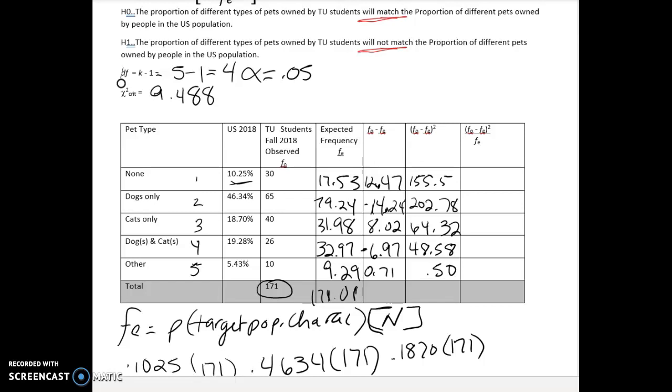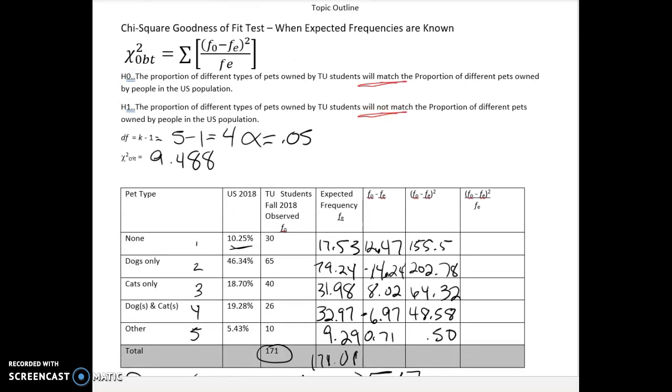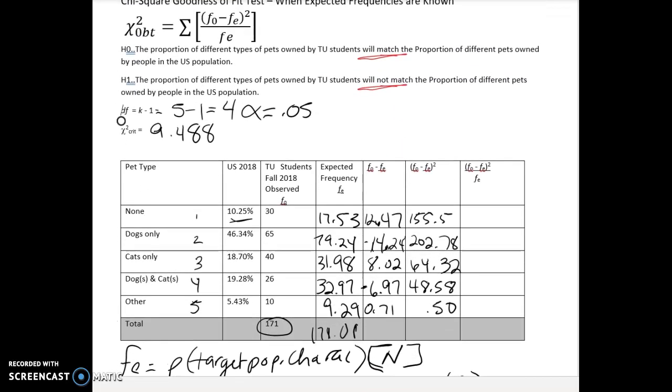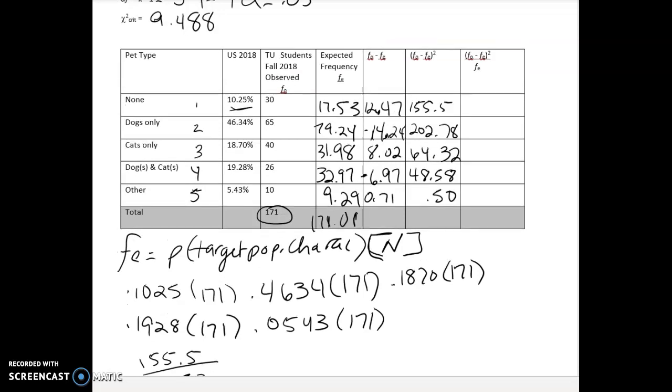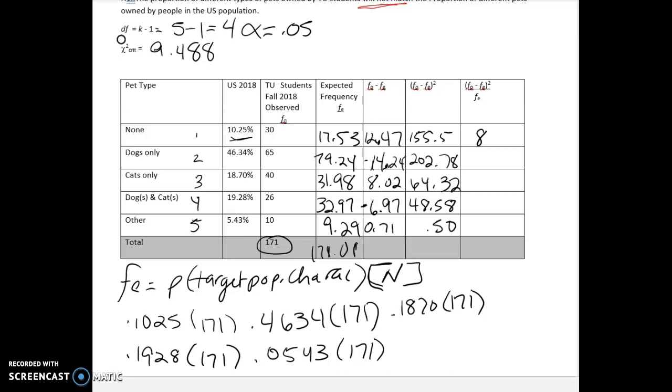And then the last thing we need to do is divide in order to fulfill our equation. We need to divide these values by the expected frequency, which is this. So we're going to basically divide 155.5 by 17.53, right? And then we're going to also do 202.78 divided by 79.24. And so we're going to get 8.87, 2.56, 2.01, 1.47, and 0.05. And I will continue this on the next video.